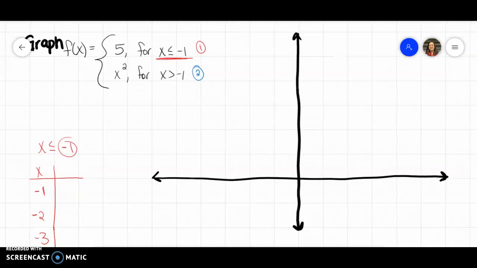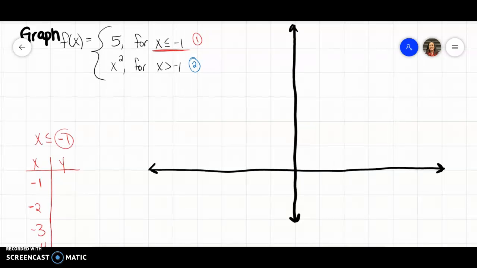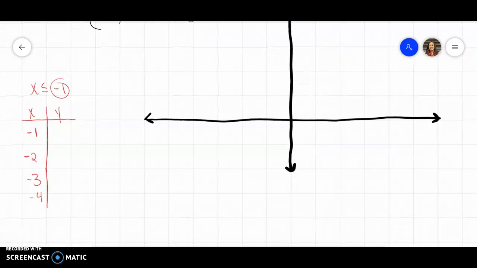And my y values in this case will always be 5 because that is a constant function. They didn't give me an equation there. They're saying no matter what, as long as the x value is less than or equal to -1, then my output will always be 5 for that domain.